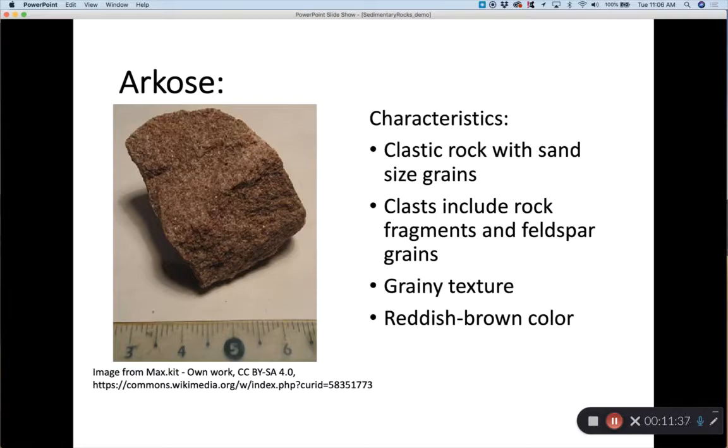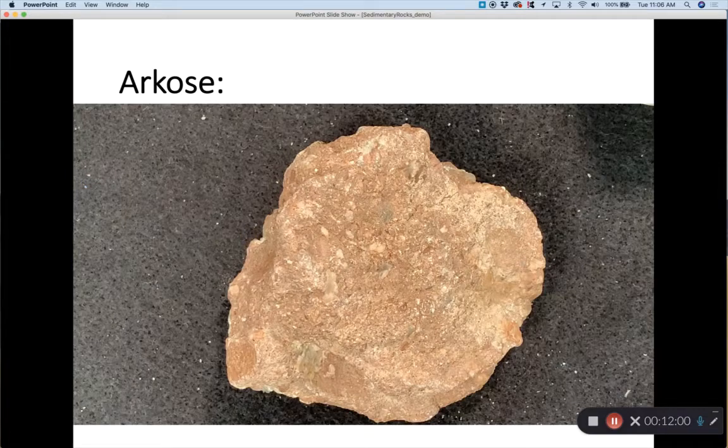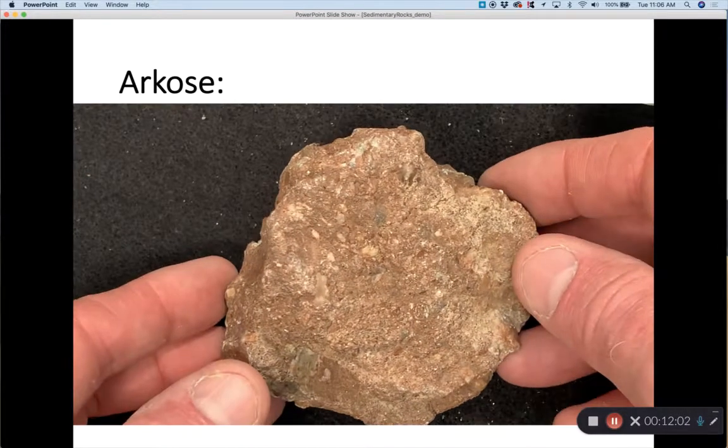An arkose is a rock composed of sand-sized grains that include a mix of quartz and rock fragments and also some minerals that you typically don't find in sedimentary rocks, like feldspars. Arkoses also have a lot of iron oxide in them, so they tend to be reddish-brown in color. We look at a typical example here of an arkose.